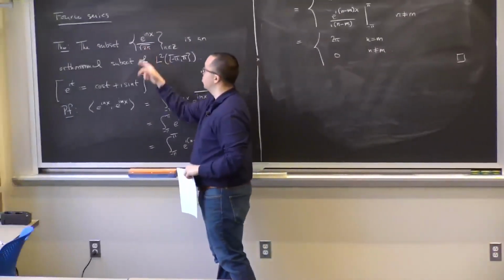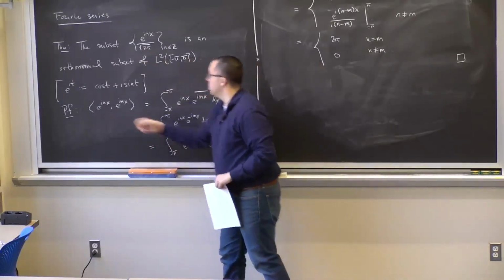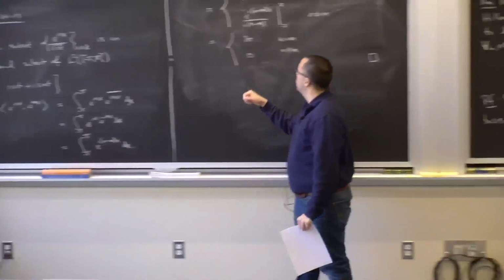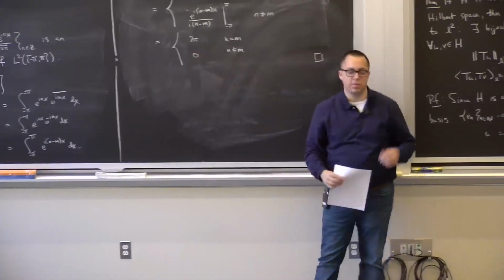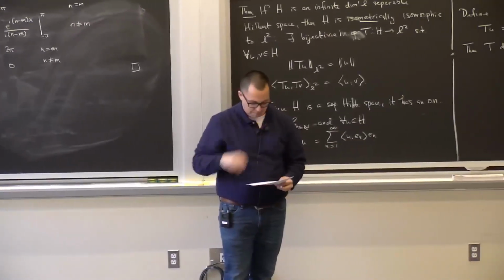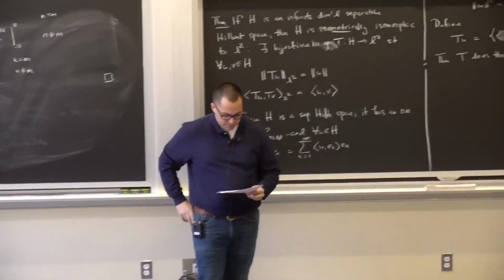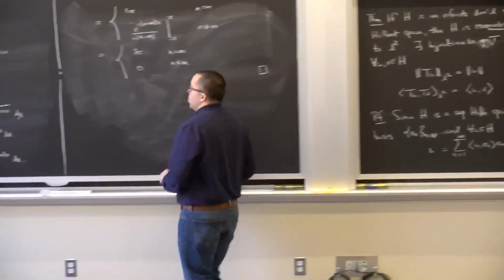We divide by the square root of 2 pi so that when I take the inner product of the element with itself, I get 1. Here, I just did e to the i n x, so I got 2 pi. So I divide by the square root of that to get the orthonormal thing. Okay?